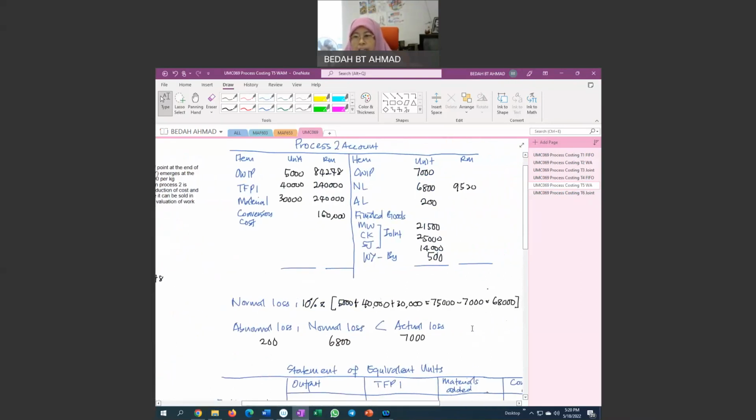Okay, so almost complete for the unit information. So now we want to find the value. Right, so the value, maybe we can add up together. So here is 75,000. On the other side here you need to add up the 7 plus 6,008 plus 200 plus 21,500 plus 25,000 plus 14,000 and 500.